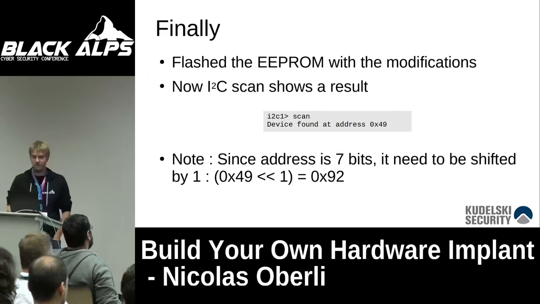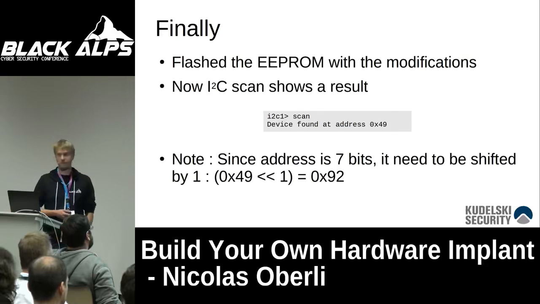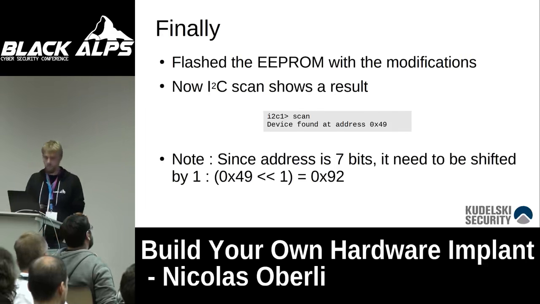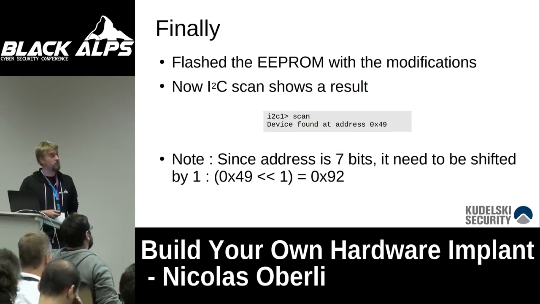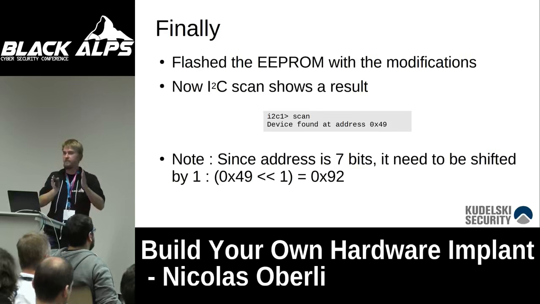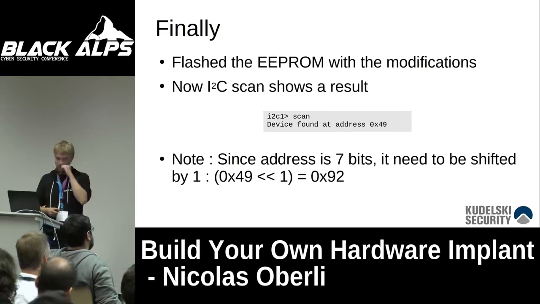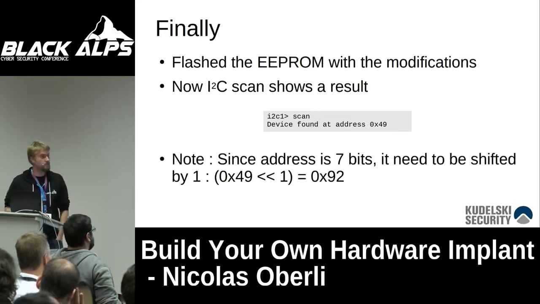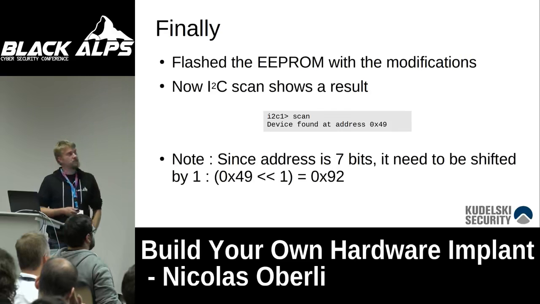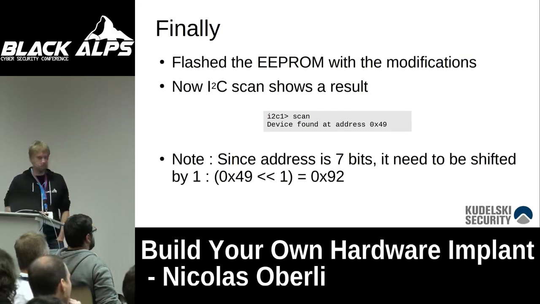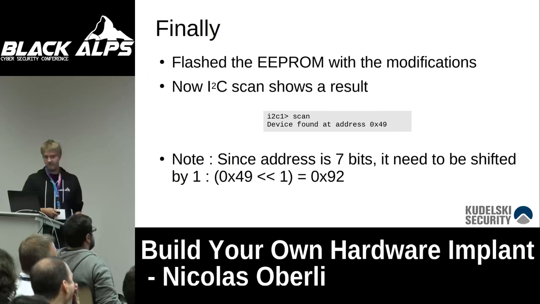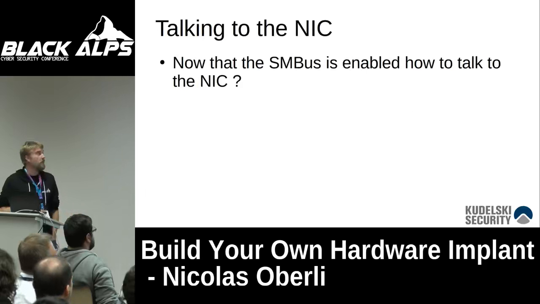Something responds to the address 0x49. That's great. For the next part of the talk, the address is still 49, but since the address is on 7 bits, you need to shift that by 1 bit, which is why you will see 0x92 in all the subsequent slides. So that's good. We already spent a lot of time reading the documentation. We now have access to the I2C bus. So what do we do now?